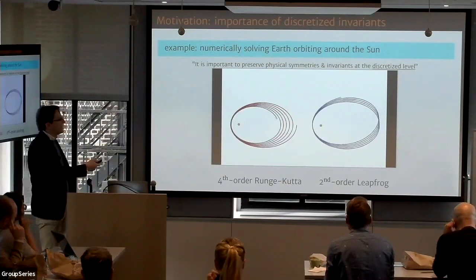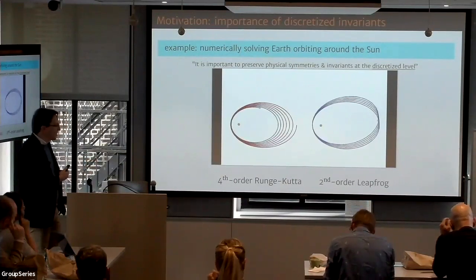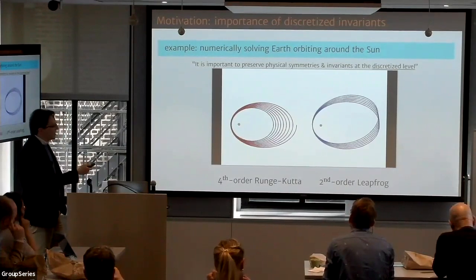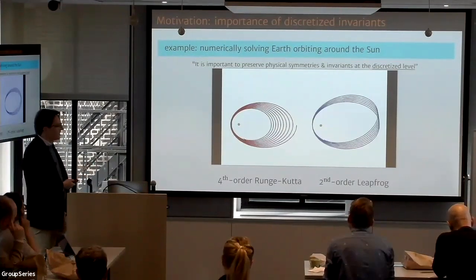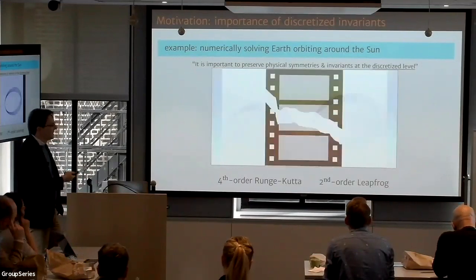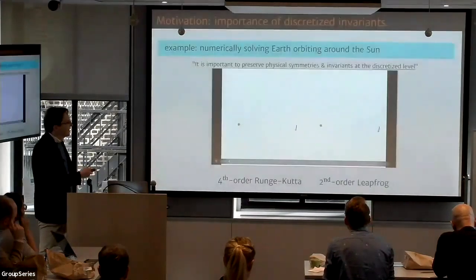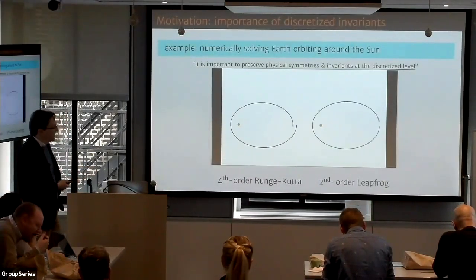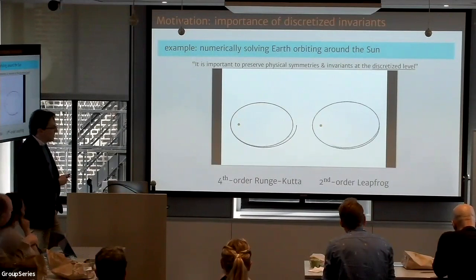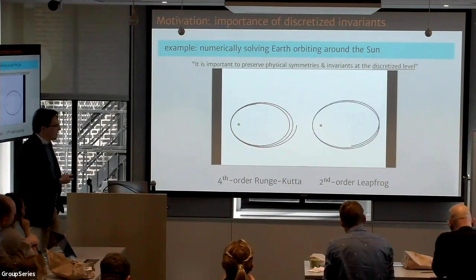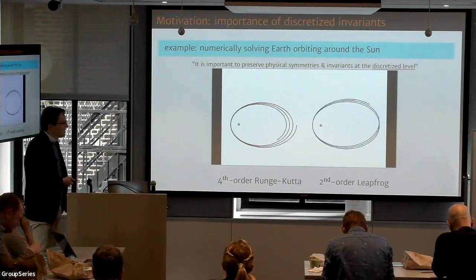Here I'm showing two different methods. One is a fourth order scheme, a Runge-Kutta scheme. The second method on the right in blue is a second order scheme, so it's lower order accuracy, but it's a leapfrog scheme. What that means is that it preserves the symplectic nature of the equations. It's energy conserving. And so you have different errors due to the truncation and roundoff in these simulations.